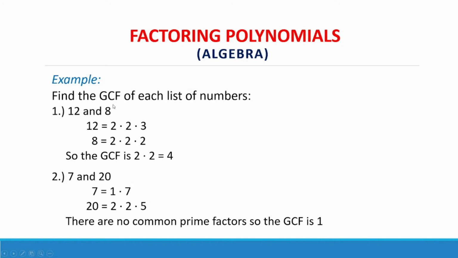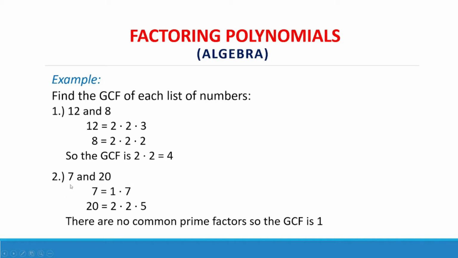Example: find the GCF of each list of numbers. Number 1, we have two numbers, 12 and 8. The factors of 12: 2 times 2 times 3. The factors of 8: 2 times 2 times 2. So the GCF, the greatest common factor, has two common 2s. So 2 times 2 is equal to 4. The GCF is equal to 4.